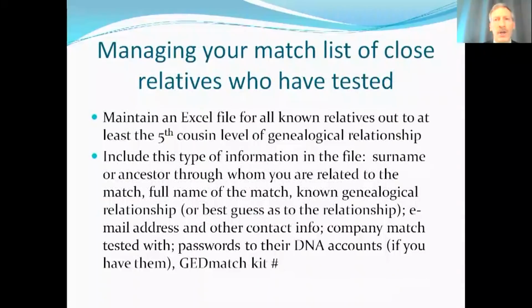Another important thing for you to do is to maintain a match list of all your close relatives who've tested. As a general rule, it's a good idea to maintain an Excel file for all your known genealogical relatives out to the fifth cousin level of relationship. And I include lots of different types of information in this file, including their names and contact information, etc., as I've included on this particular slide.